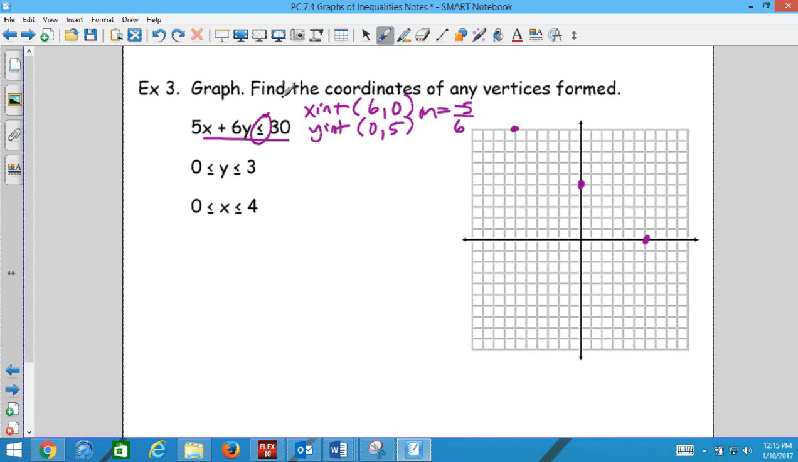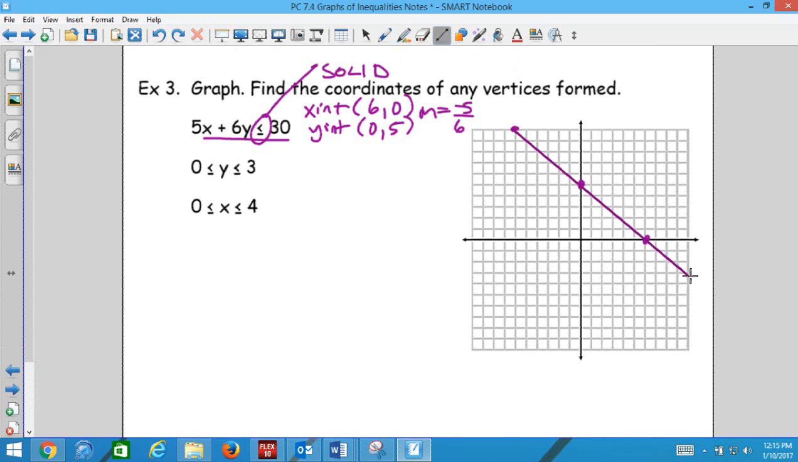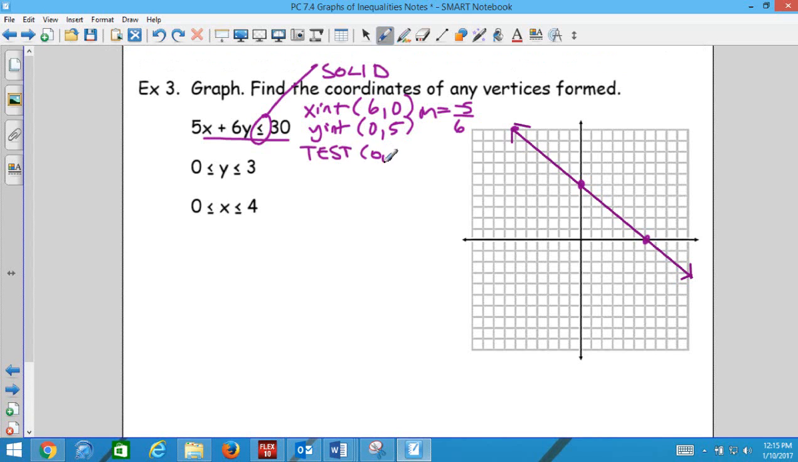Dashed or solid? Solid. Test a point. You get 0 less than or equal to 30. Is that true? Yes. So I will shade below this line. All right. I'm not doing it yet because I still have 2 more to do before I really shade the answer. I just kind of gave myself a hint of where it's going to shade.